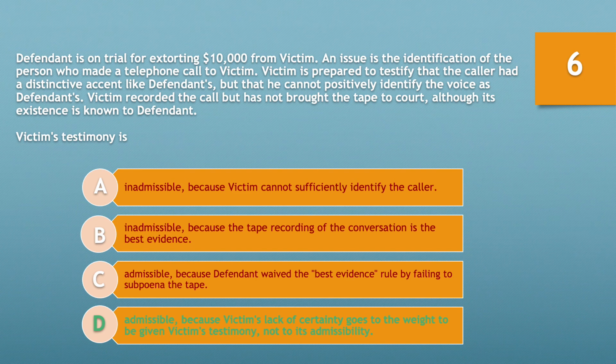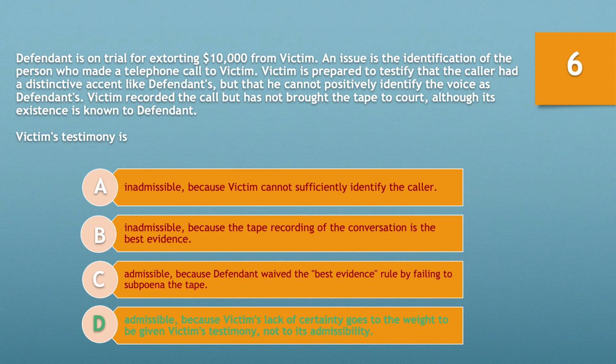Here, victim is prepared to testify that the caller had a distinctive accent like defendant's, but victim cannot positively identify the voice as defendant's. This testimony is admissible as an opinion identifying defendant's voice, and the fact finder can decide how much weight to give to this testimony. Therefore, victim's testimony is admissible because victim's lack of certainty goes to the weight to be given the victim's testimony, not its admissibility.